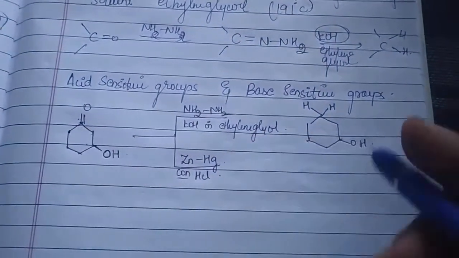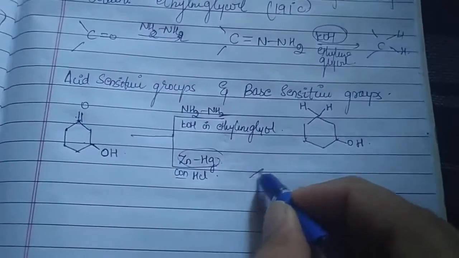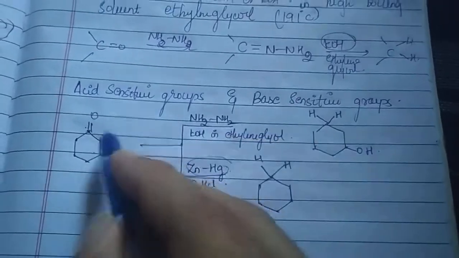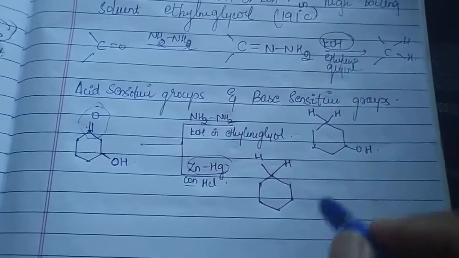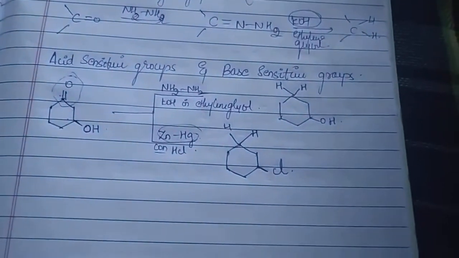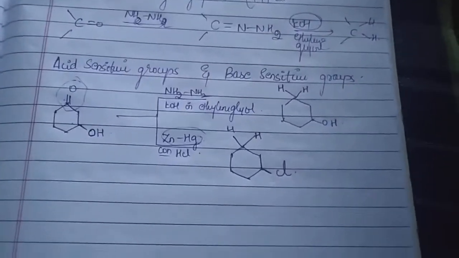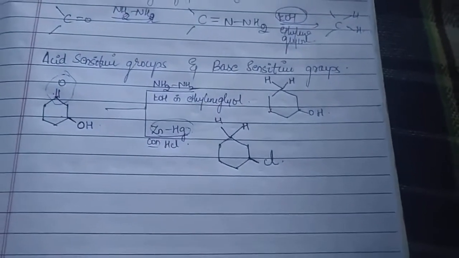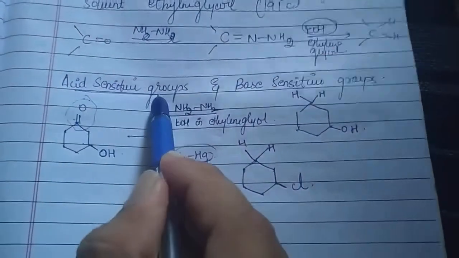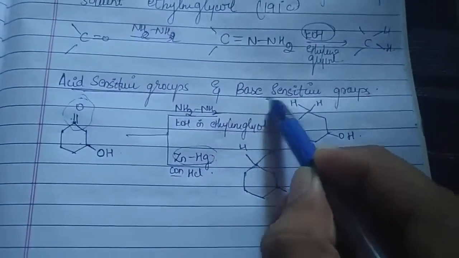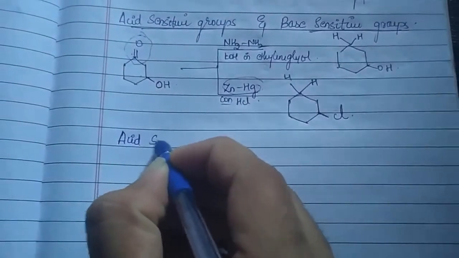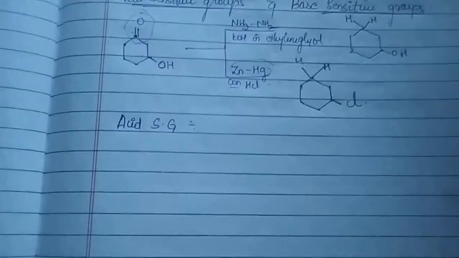But when the same compound is subjected to zinc amalgam in concentrated HCl, it is not so. So what is happening over there? Of course your carbonyl group has been reduced, but along with that the OH has been substituted with Cl. This part we have to understand for your competitive exams. Why is it happening so? In order to understand this, first we have to understand acid sensitive groups and base sensitive groups. First of all, let us deal with acid sensitive groups. So acid sensitive groups means what?